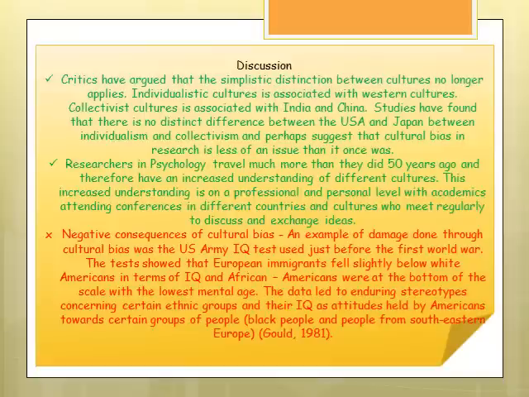However, we need to be aware there are some very negative consequences of culture bias. An example of damage done would be the US Army IQ test before the First World War. The test showed that European immigrants fell slightly below white Americans in terms of their IQ, and African Americans were at the bottom of the scale with the lowest mental age. This led to enduring stereotypes about certain ethnic groups and their IQs, reflecting attitudes held by Americans towards black people and people of southeastern Europe. However, the IQ test was testing them on American norms, values and culture. It wasn't a true representation of IQ.